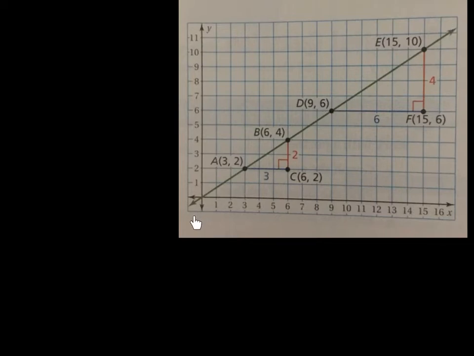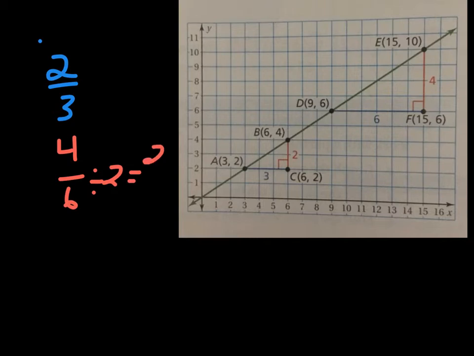So the first thing that I'm going to do is the vertical leg over the horizontal leg of the smaller triangle. So this is the vertical. Remember, vertical is up and down, and horizontal is side to side. So the ratio of the vertical leg to the horizontal leg of the smaller triangle is 2 over 3. Now of the bigger triangle, the ratio is 4 over 6. But that can be reduced, can't it? You can divide both by 2, and you'll get 2 over 3.